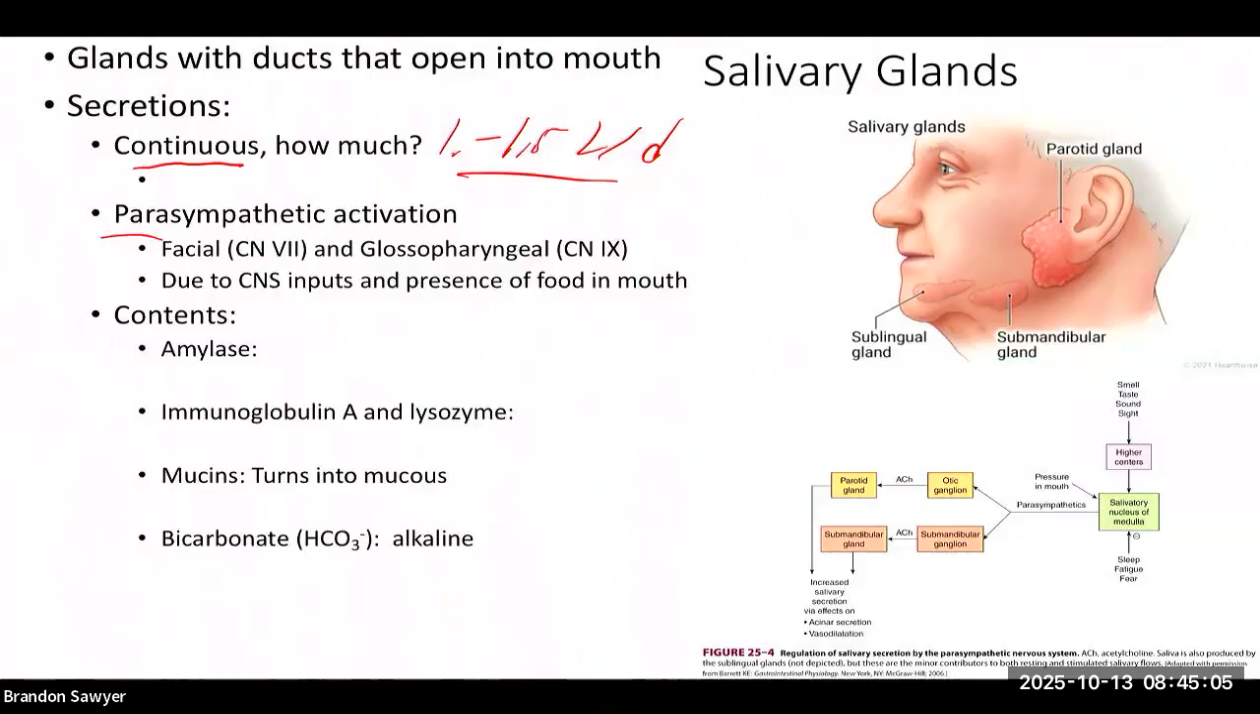So the parasympathetic innervation includes two different cranial nerves, right? The facial nerve and the glossopharyngeal nerve, 7 and 9. And there's a couple different reasons why, a couple different stimuli for this. Okay, so one is presence of something in the mouth. So we actually have touch receptors, pressure receptors in our mouths, right? And those pressure receptors, when they're activated, cause release of these fluids. Okay, so this is all shown over here, right?